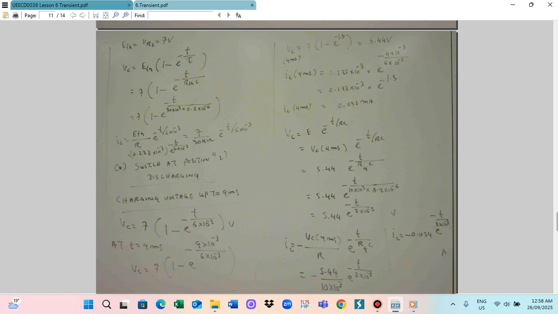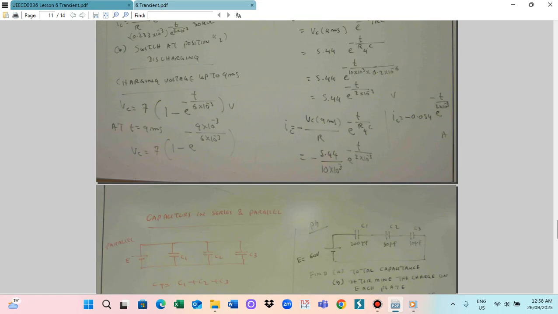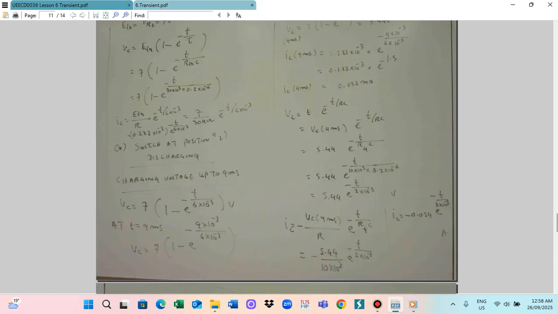And for part C, you need to find the mathematical expression for the response of VC and IC if the switch is thrown to position 2 at 30 milliseconds. At position 2, the VC is still retained as 10 volt, because the 10 volt charged the capacitor. So capacitor voltage is 10 volt.